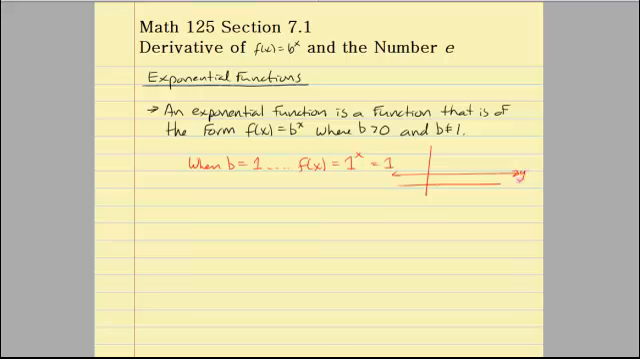If we were to graph that constant function, f of x equals 1, which is y equals 1, this line right here, we can see that that's not exponential anything. That's just a nice little line. So when b equals 1, it's not exponential, and it's not very interesting to look at either. That's the one case that won't work here.